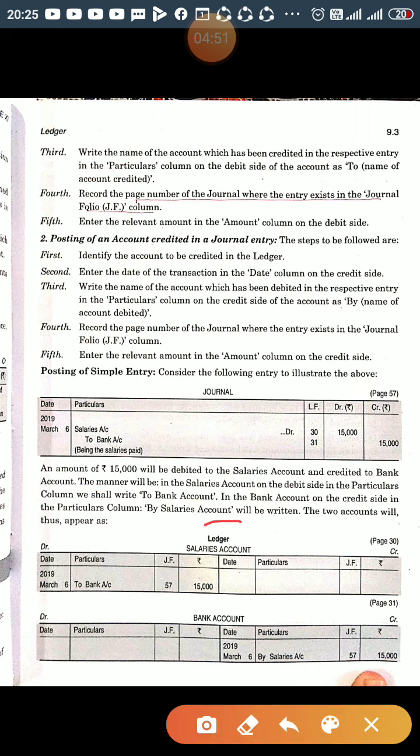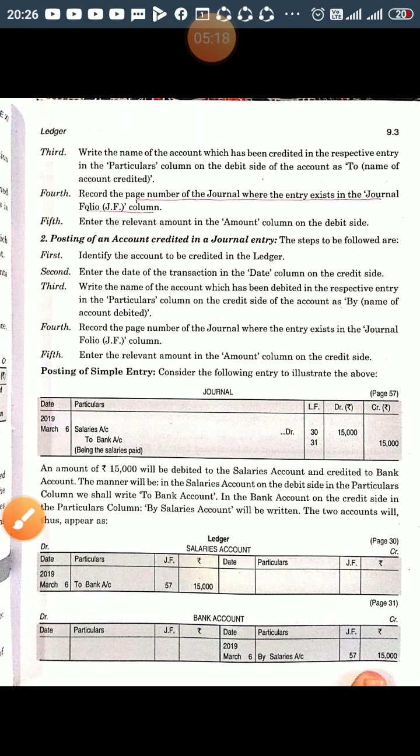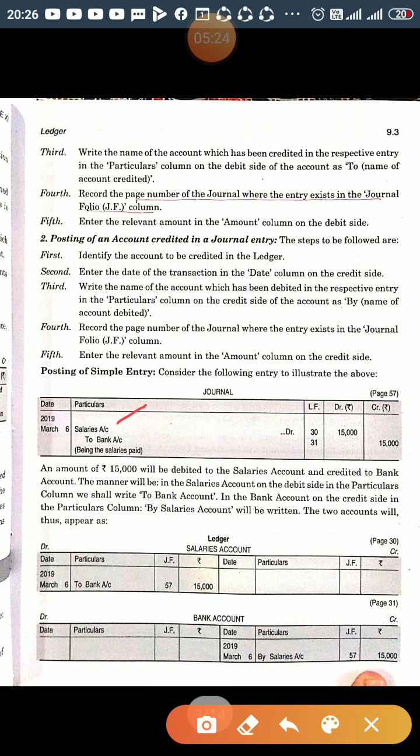Now I'm opening the salary account. Suppose I have opened the salary account. We will draw the format, debit side and credit side, with the columns date, particular, journal folio and amount, date, particular, journal folio and amount. Now the salary account was debited here with the amount of 15,000, so you will enter it on the debit side. Salary account is debited here with the amount 15,000. So this 15,000 will be entered on the debit side.